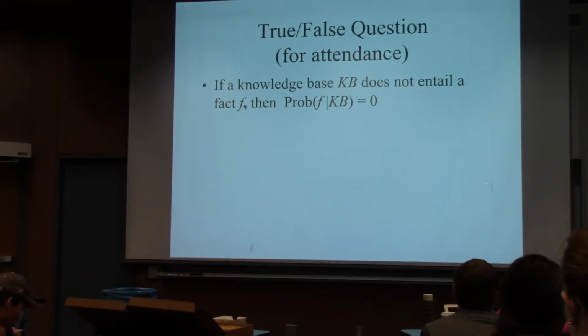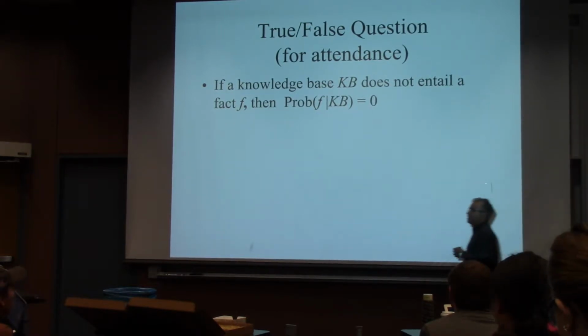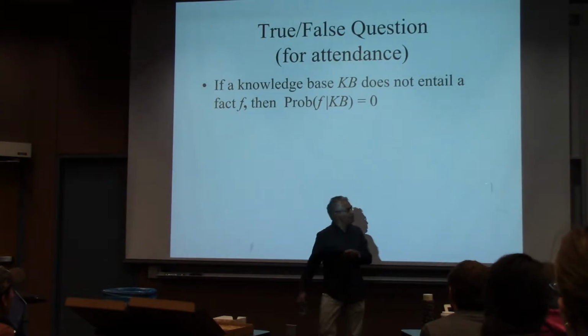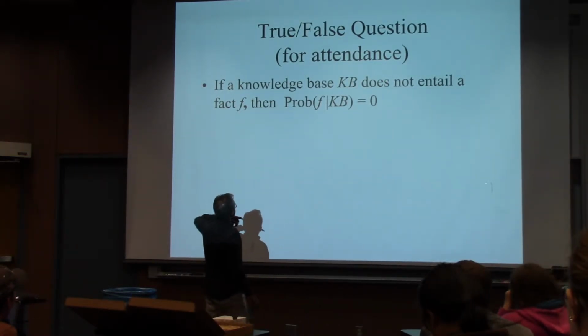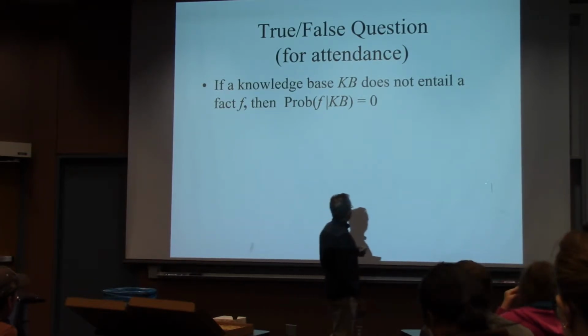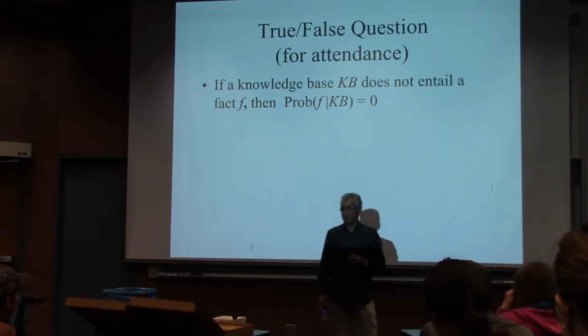Okay, so tell me what is the answer here? I don't know what you guys said, I just took it as an attendance. But is this actually supposed to be true or false? I said, if the knowledge base KB does not entail a fact F, then the probability of F given KB is equal to 0. That's what I said.